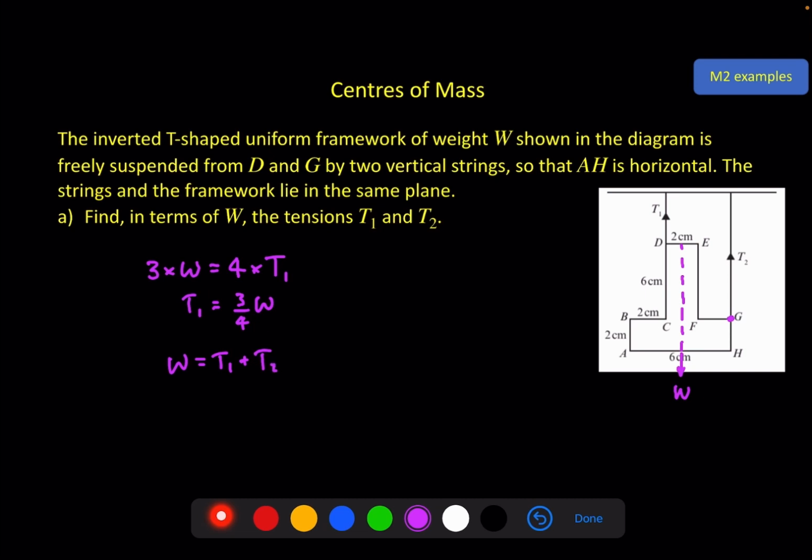And of course we know T1 in terms of W. So T2 must be 1/4 of W. So we found the tension in the two strings, 3/4 W for T1 and 1/4 W for T2.